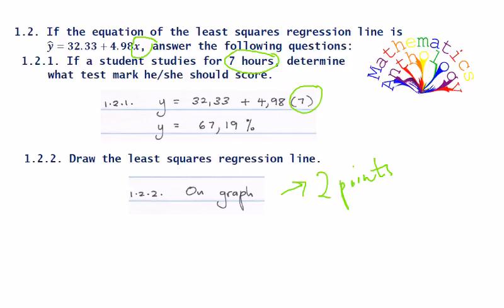1.2.2, draw the least squares regression line. To draw the least squares regression line, if you have the equation, is very simple. All you do is you need to get 2 points because it's a straight line graph. So I have used x as 0 and then x as 10. Just as we have calculated the y value in 1.2.1, you can calculate 2 y values for x is 0 and x is 10 the same way, and you'll get 2 more coordinates. Plot those 2 coordinates and join those points, and you'll get your straight line, which is your least squares regression line.